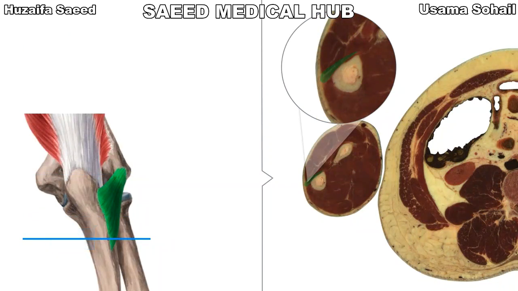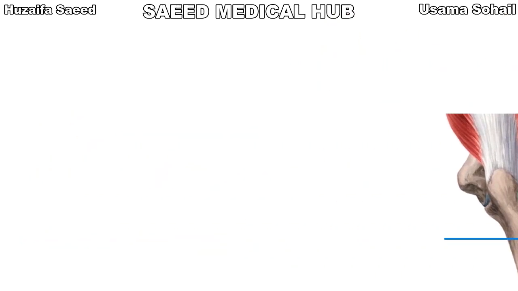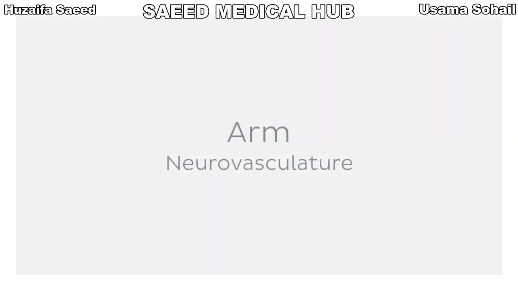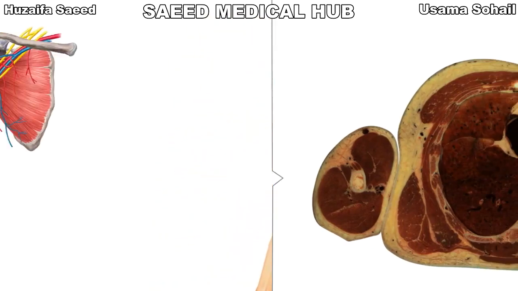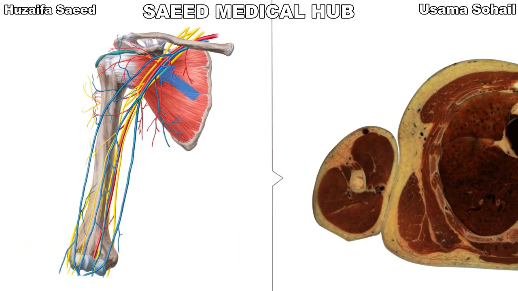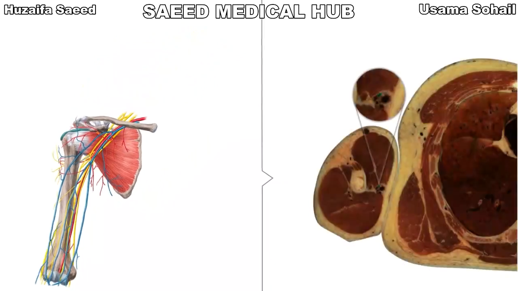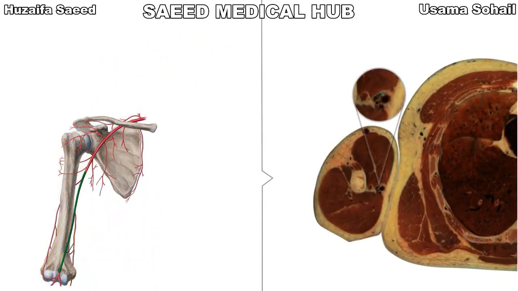But before I finish this video tutorial, I'd like to now look at the major nerves and blood vessels, which are visible in the cross-sections that we've just looked at. So when we looked at the neurovasculature of the shoulder region, we were able to identify the axillary artery and the vein, as well as some branches of the brachial plexus.